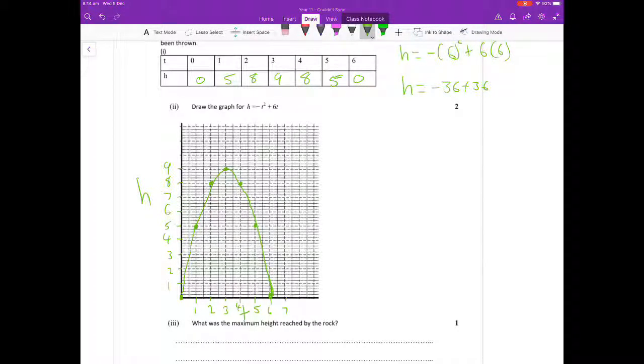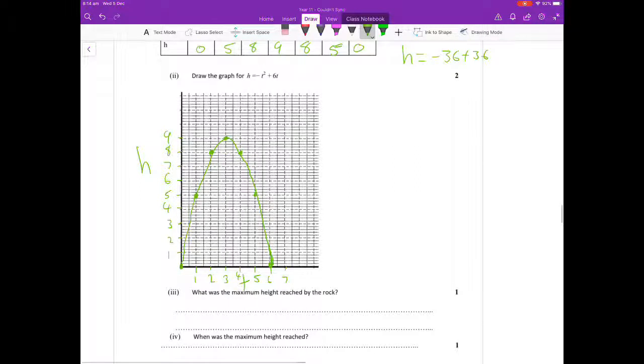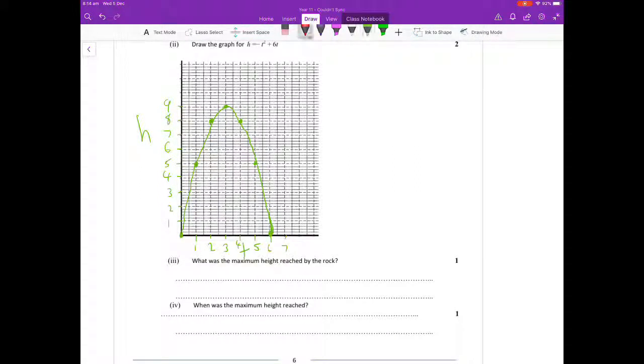Alright, what was the maximum height reached by the rock? There it is at 9 meters. Different question. When was the maximum height reached? It was reached at 3 seconds. What and when are different words, guys. Be careful. I know you might be laughing about it now, but there are people who did not do well there.